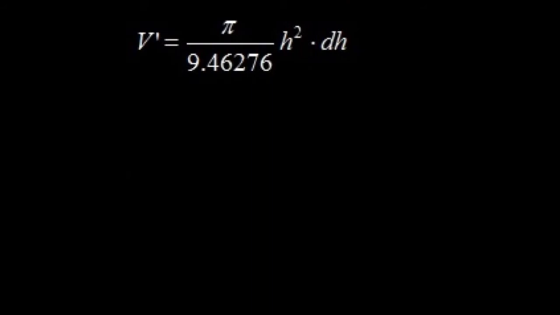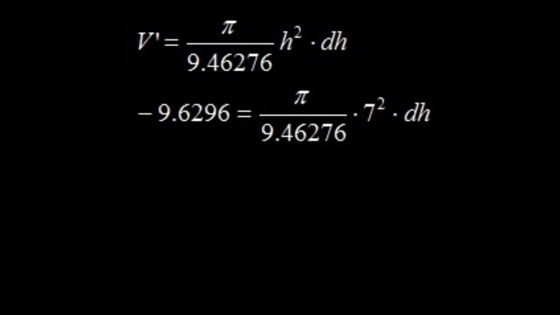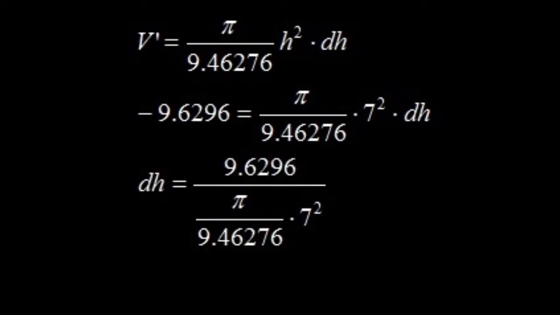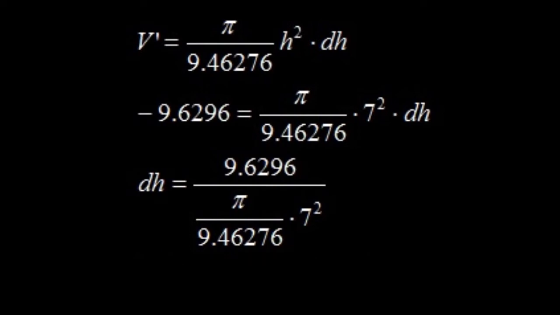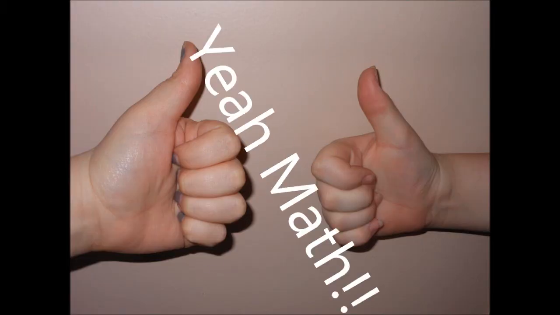The final step is to take the derivative of the volume, plug in our height, which is 7 centimeters, and solve for dh, which is the change in height at 7 centimeters, which ends up being negative 0.591943 centimeters per second. Franny Joe may no longer have her ice cream cone, but we can rest easy knowing that math will solve all of our problems no matter how small.